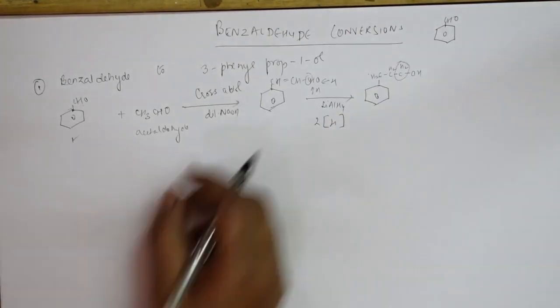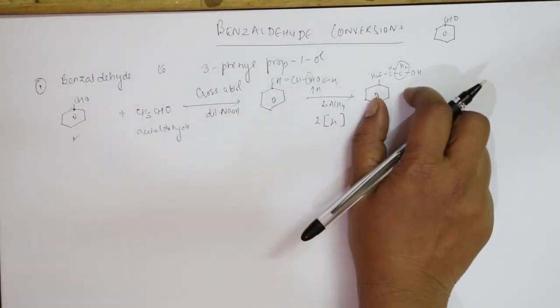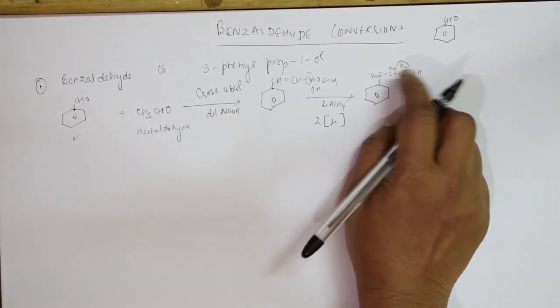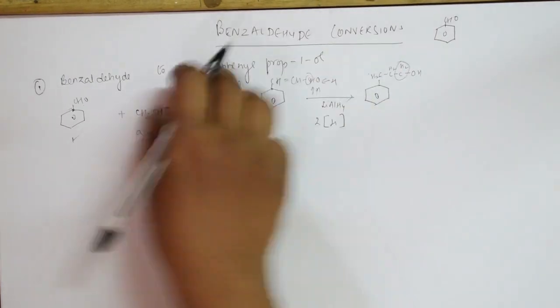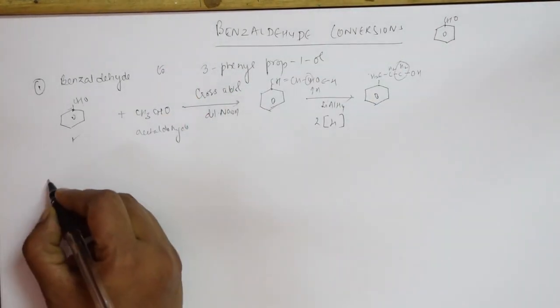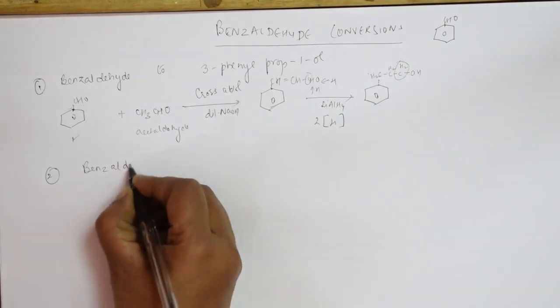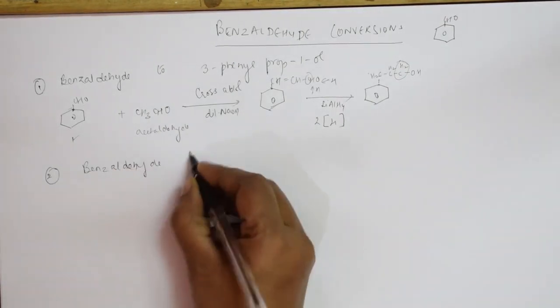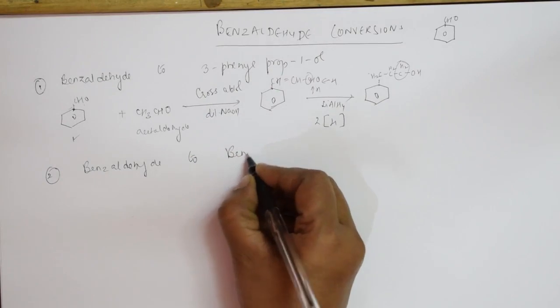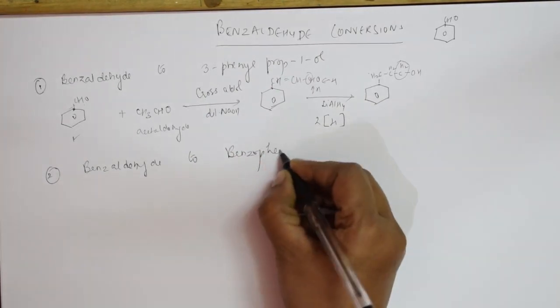One thing you have to remember: if you are asked to find the further aldehyde, try to go back and do aldol condensation, which adds to the chain. Now the next conversion: if they are asking you to convert benzaldehyde to benzophenone, a very famous reaction. This is benzaldehyde to benzophenone.